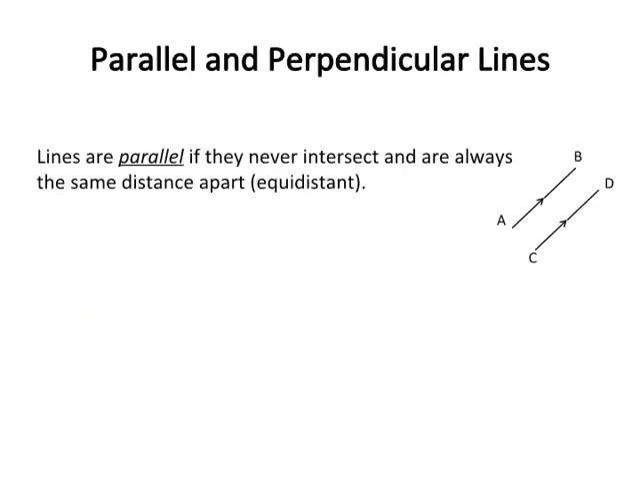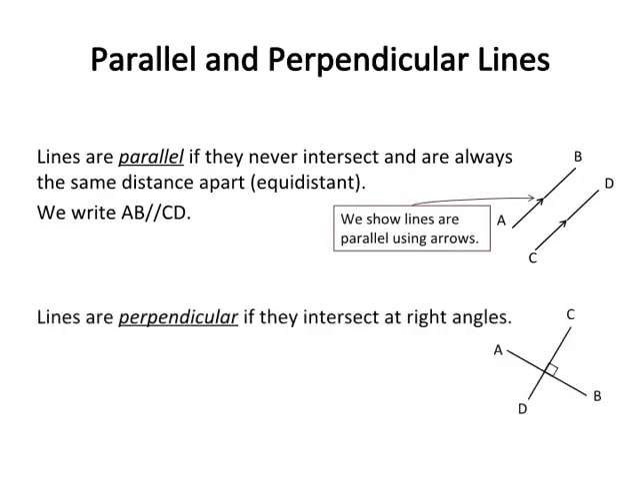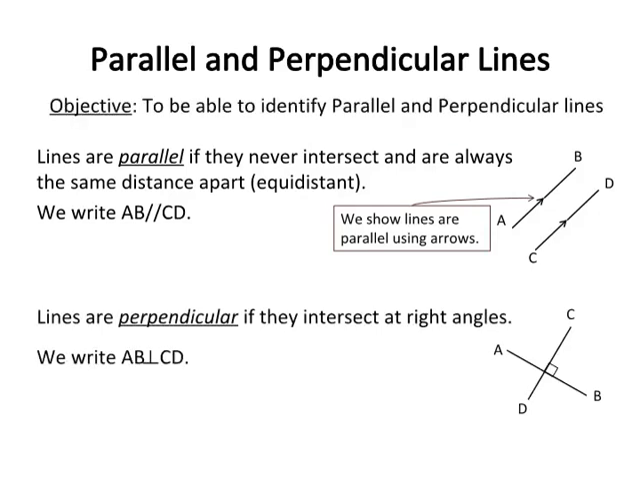Parallel and perpendicular lines. Lines are parallel if they never intersect and are always the same distance apart, or equidistant. We write AB parallel to CD. We show lines are parallel using arrows. Lines are perpendicular if they intersect at right angles. We write AB perpendicular to CD. We use this symbol to show a right angle.